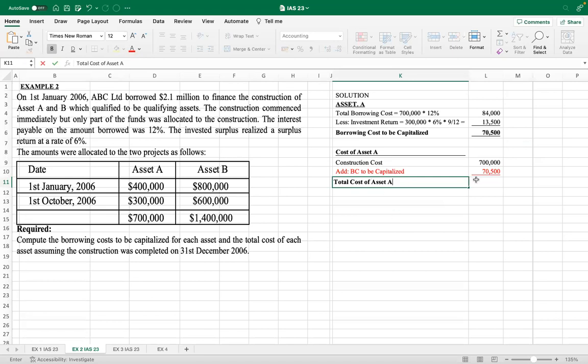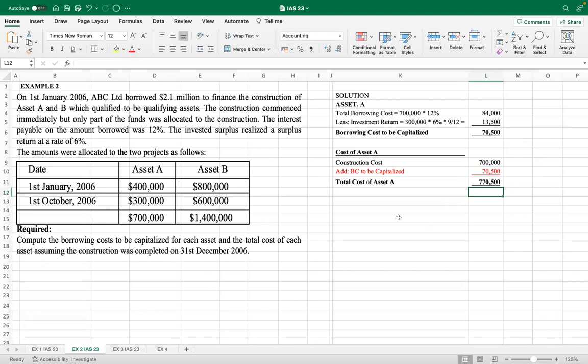This total cost of asset A is what is now to be taken to the balance sheet. So the total cost of the asset that will be shown in the balance sheet is 770,500. You remember, you take the cost of the asset plus the amount only to be capitalized.